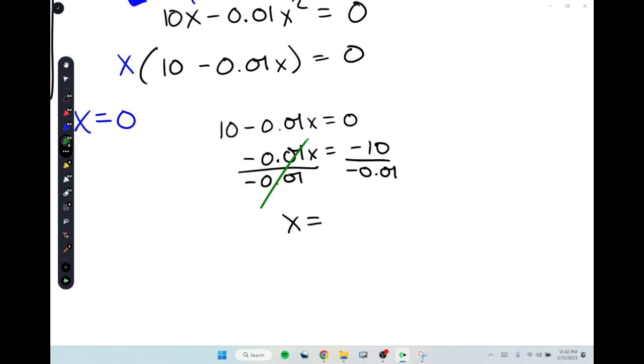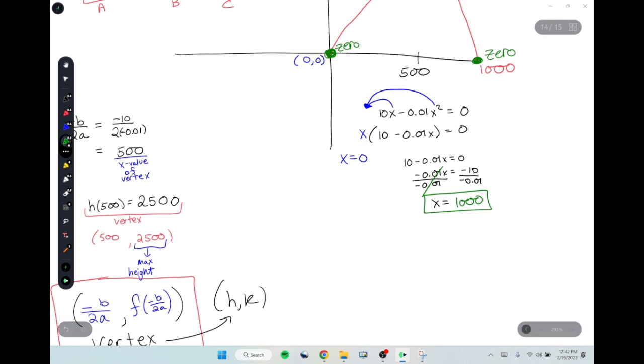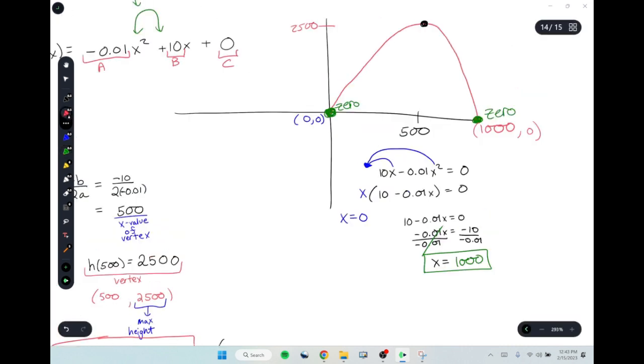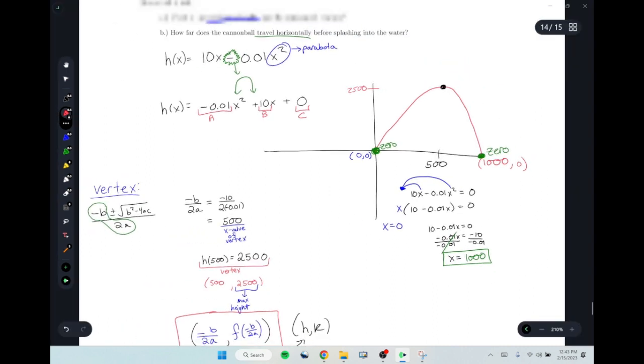Was it what we thought it was going to be? Yeah. It was 1,000? Yep. Dope. That was a good guess then. Some people guess a different number just because instincts are not always perfect. Okay. There we go. We know how far it traveled. We know how high it went based on an equation.